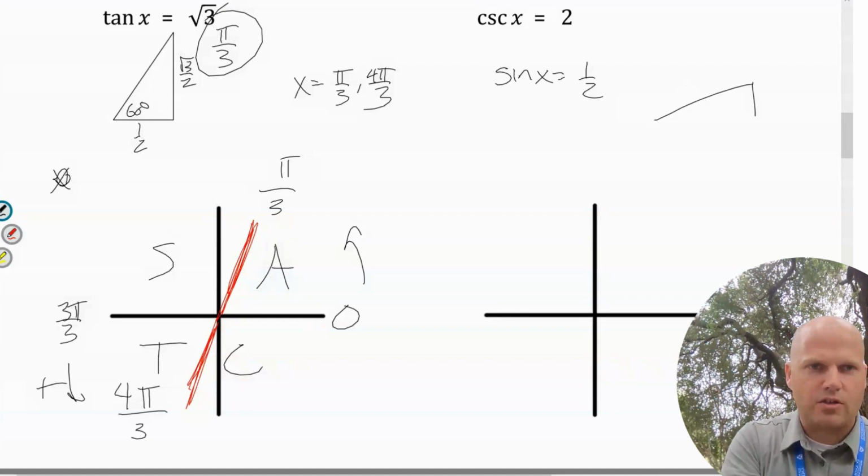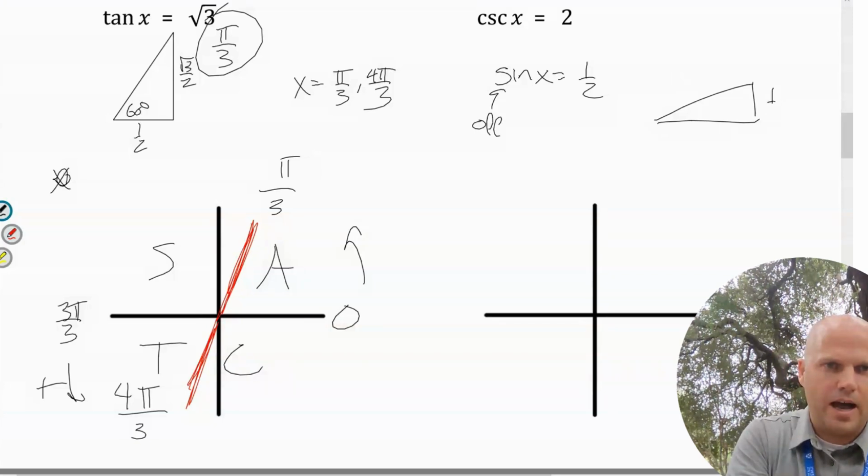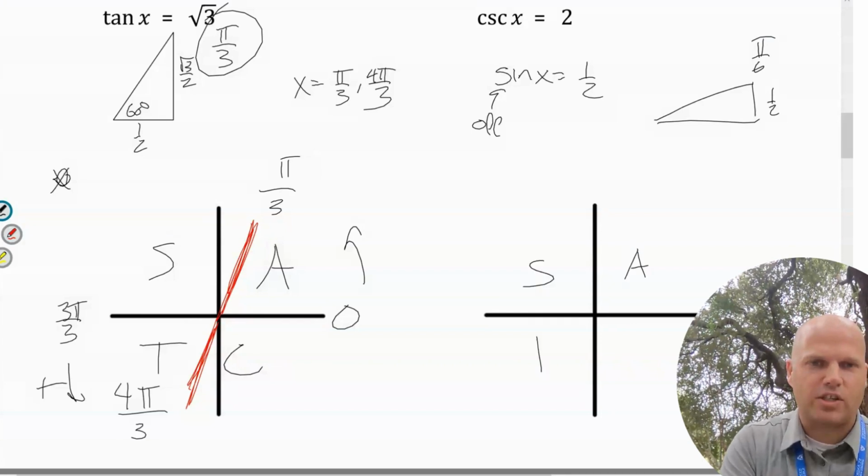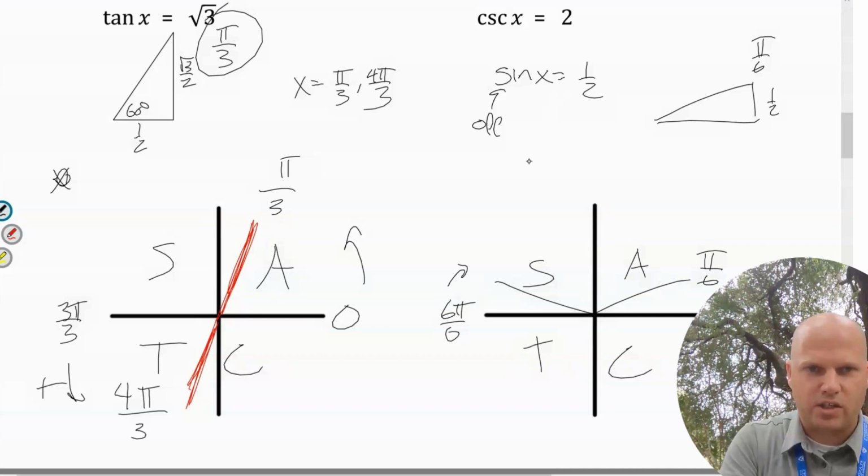I don't think we did this one already. Short 30, 60, 90 triangle. The opposite side is going to be a half. This occurs at the pi over 6's. I want the pi over 6's in the first and the second quadrant. 0 plus 1 pi over 6, 6 pi over 6 minus 1 pi over 6, 5 pi over 6.